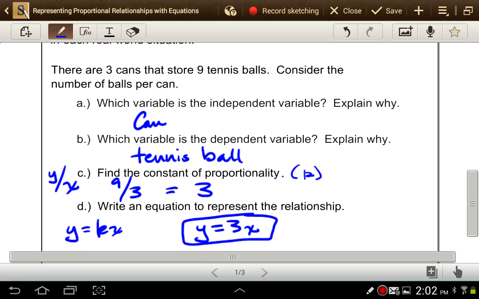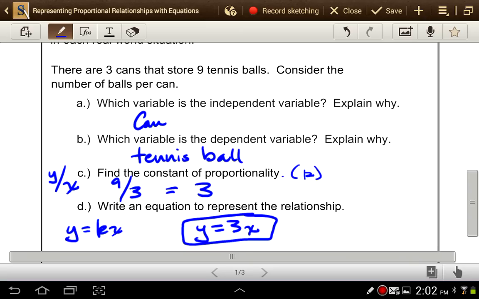Okay? So again, let me recap. Our independent variable is our cans, because that's controlling. Our dependent variable is the tennis balls. That is dependent on how many cans that we have. To find the constant of proportionality, we divide our dependent variable by our independent variable, so our y divided by our x. And 9 divided by 3 is 3. So that's our constant of proportionality. When we plug it into our equation, we get y equals 3x, and that is how I get my answer there.